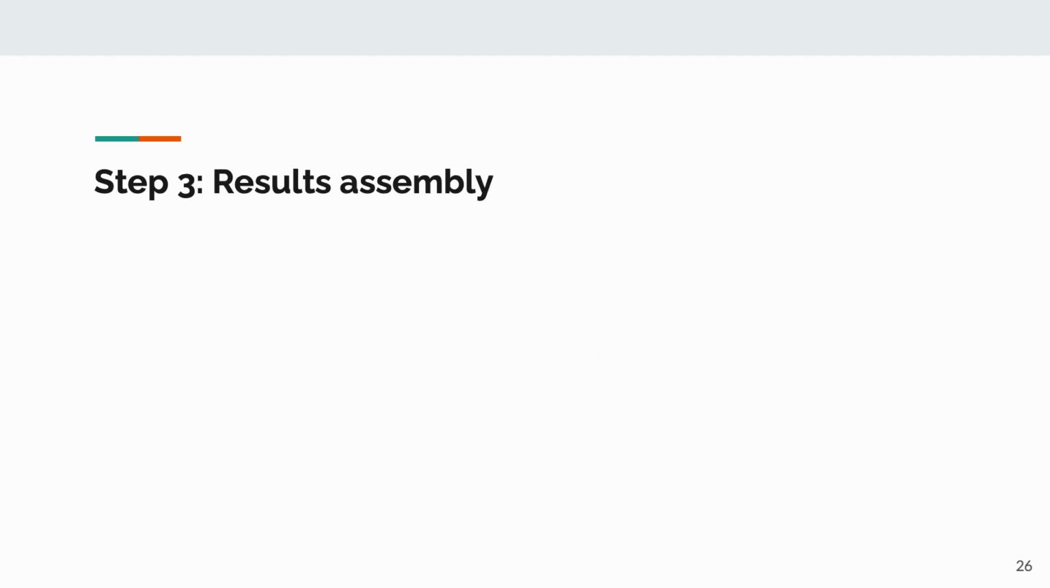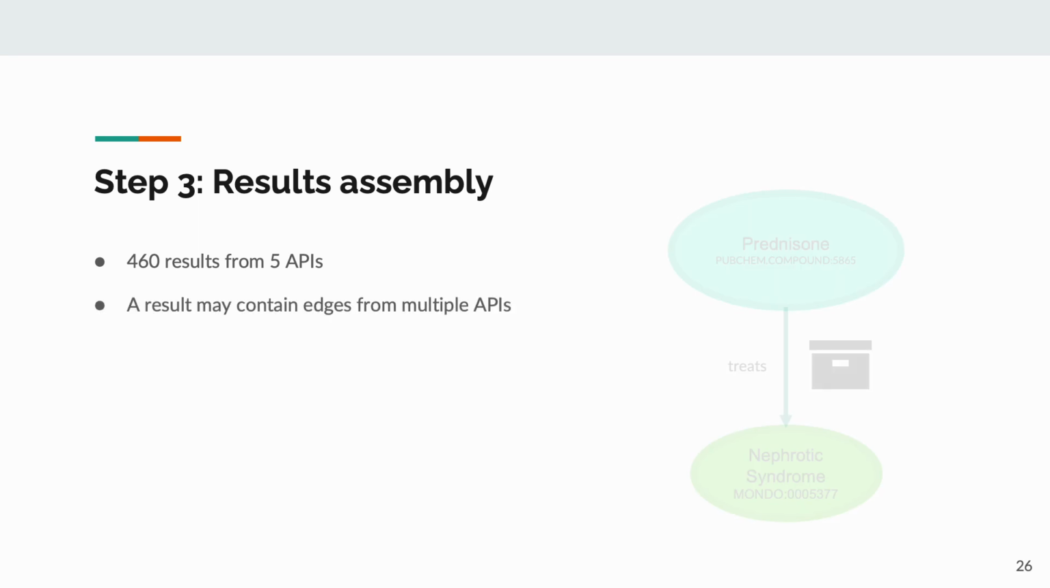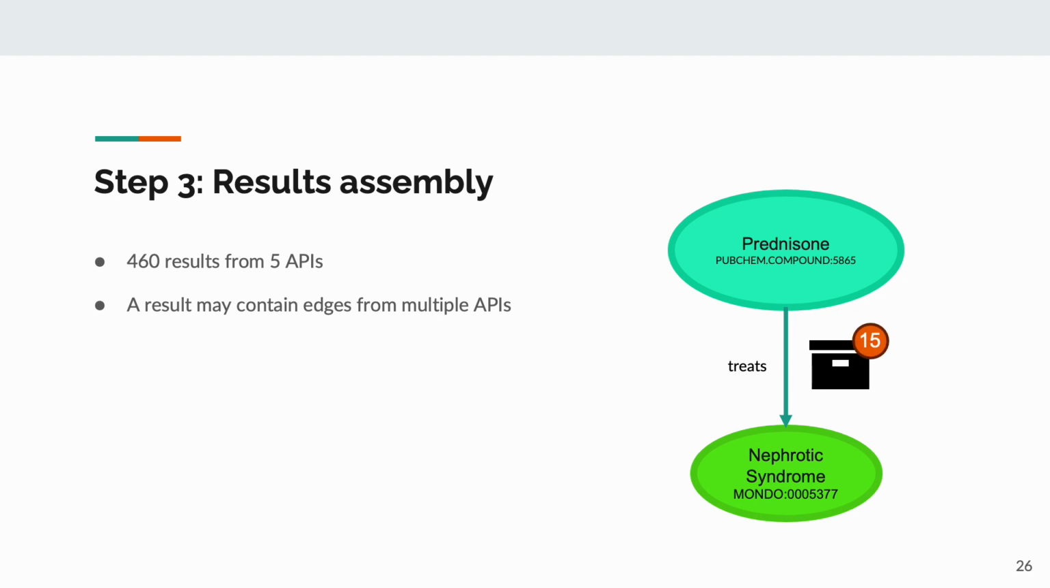From here, BTE will assemble these edges into results. In this case, we obtained 460 results from 5 of the APIs that supported this kind of edge. Some results will contain edges from multiple APIs, as is the case for this result, prednisone. Prednisone is prescribed to most children diagnosed with nephrotic syndrome, so it makes sense that this one result is actually integrating knowledge from all 5 APIs using 15 different edges.